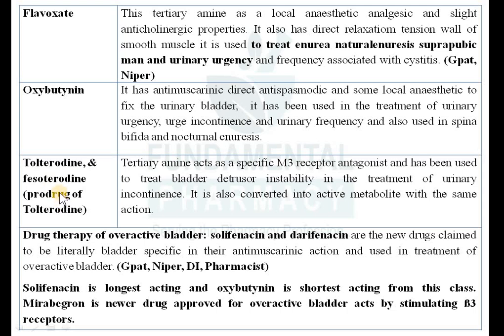Then the last is tolterodine and fesoterodine. Fesoterodine is a prodrug of tolterodine. They are tertiary amines, acting as specific muscarinic M3 blockers. They are used to treat bladder detrusor instability, again the same problem, the treatment of urinary incontinence. Tolterodine is converted into the active metabolite, and fesoterodine is a product of tolterodine. Then drug therapy of overactive bladder syndrome.